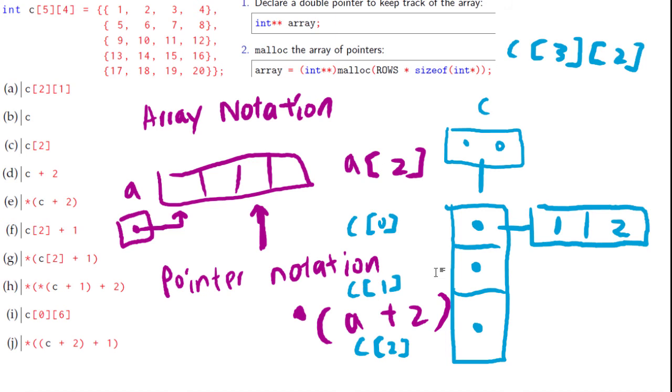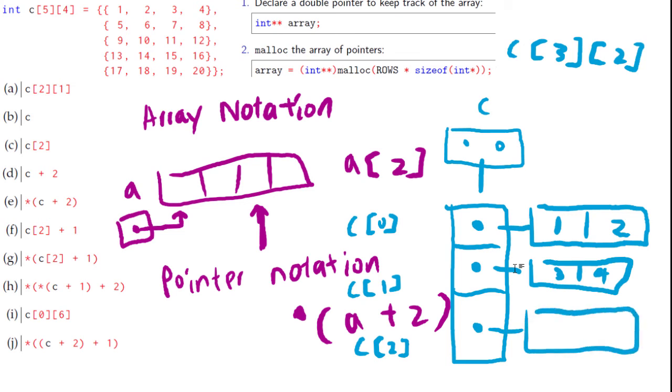So in each address, you're going to set size 2, okay? Malloc it. So in this example, this is 3, 4. And then we have another array, say 5, 6. And our 2D array has completed.